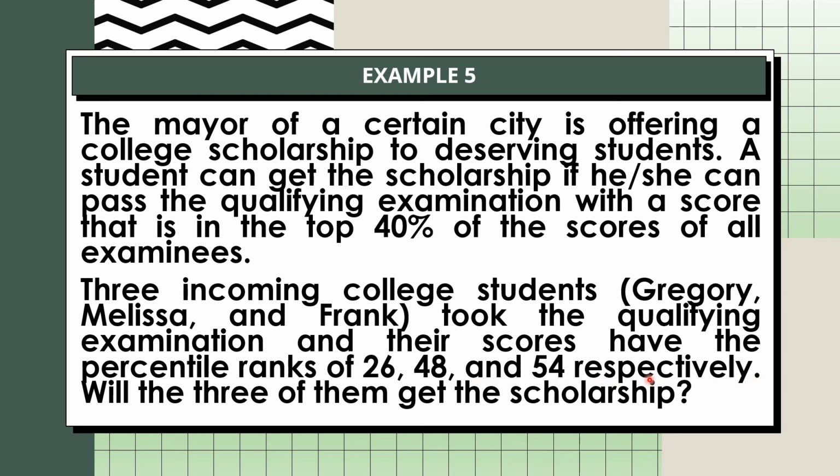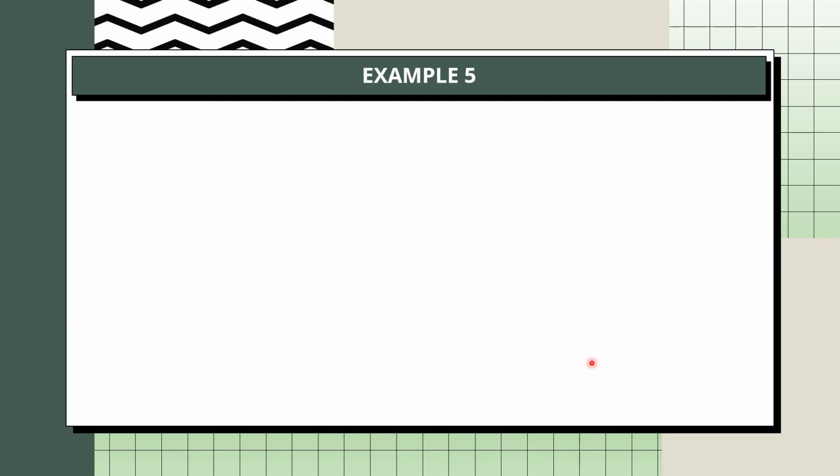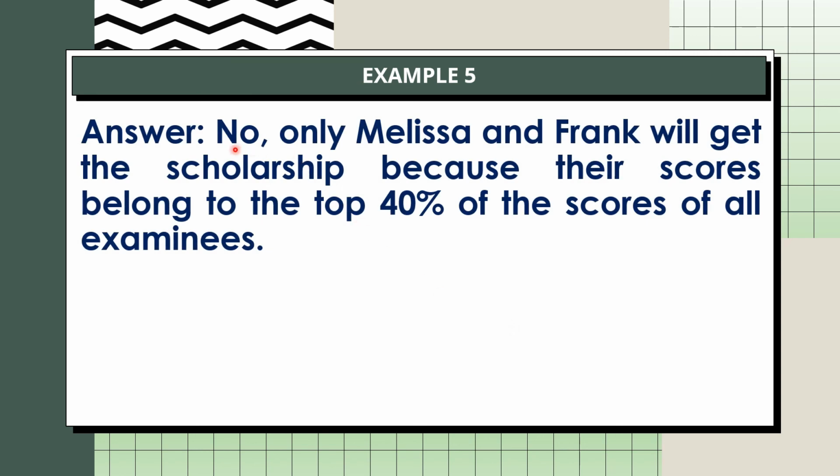Ibig sabihin ng respectively, kung sino yung unang nabanggit, yun yung kanyang corresponding score. It means si Gregory, ang score niya is 26, si Melissa naman is 48, at si Frank ay 54. Ang question is, will the 3 of them get the scholarship? So, ang answer natin, based dun sa qualifying score at saka sa percentile rank ng 3 students, hindi lahat sila makakapasok sa scholarship.